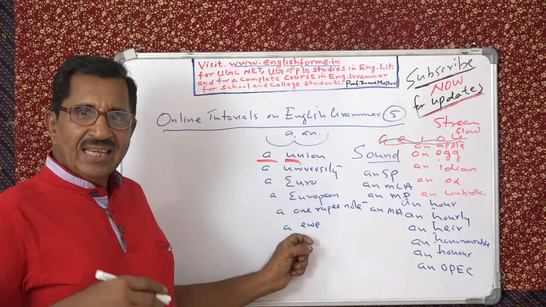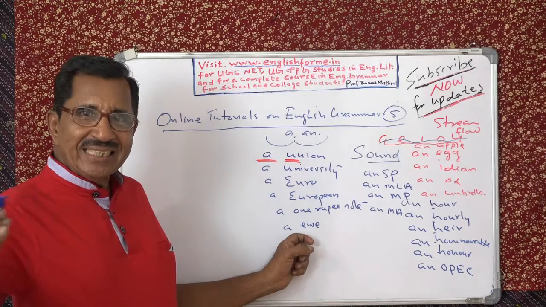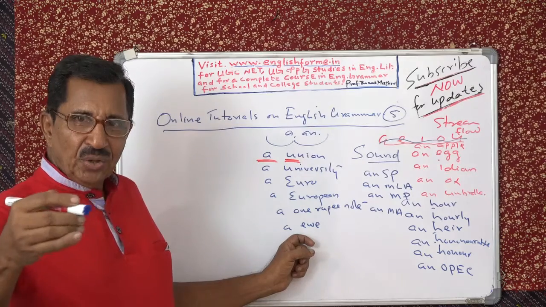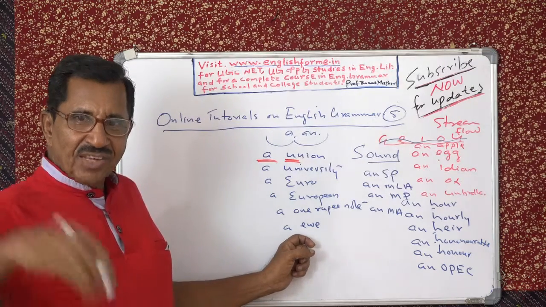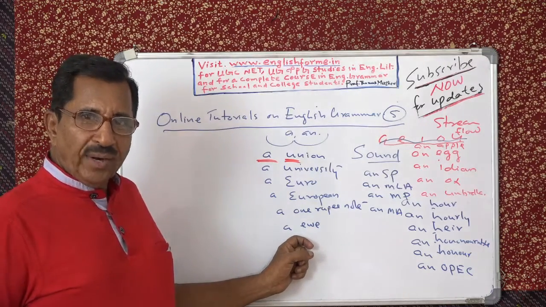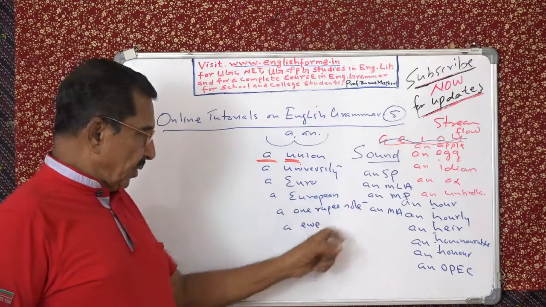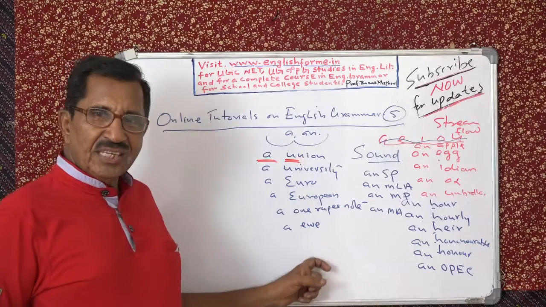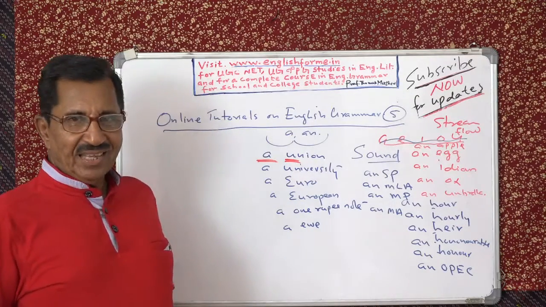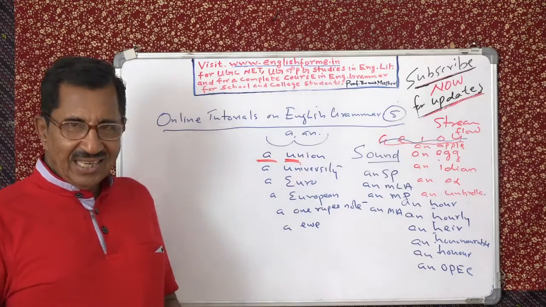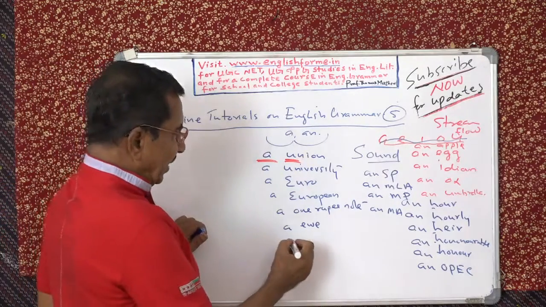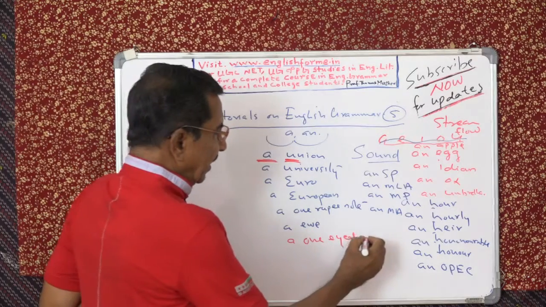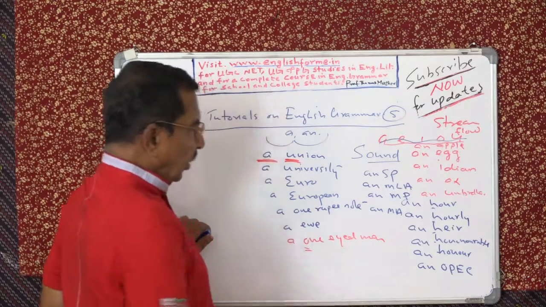The other ones are I, O, U, E. See that? O, I, E, A, U. Free. The one. See that? So one rupee. A U. This is pronounced not U but yoo. So yeah. A one-eyed man. We say a one-eyed man. See? One.